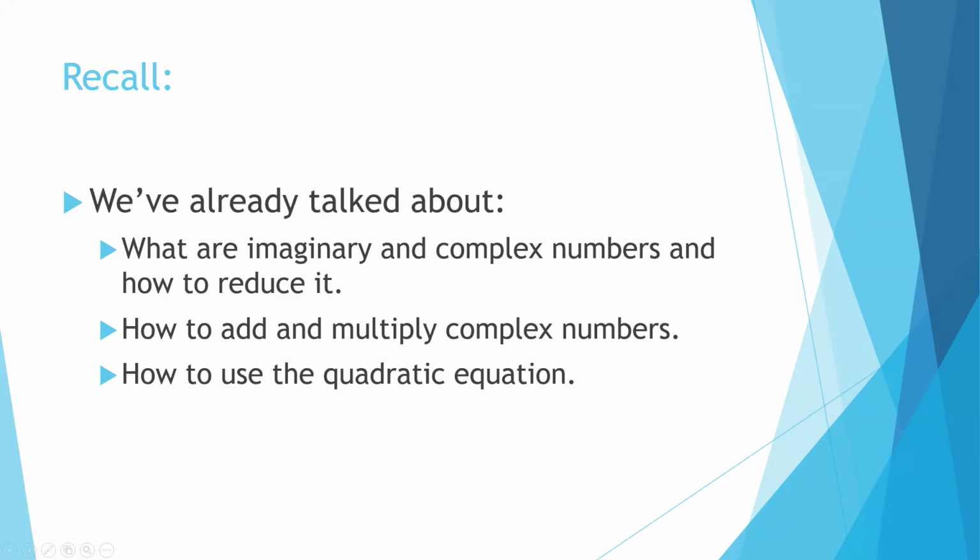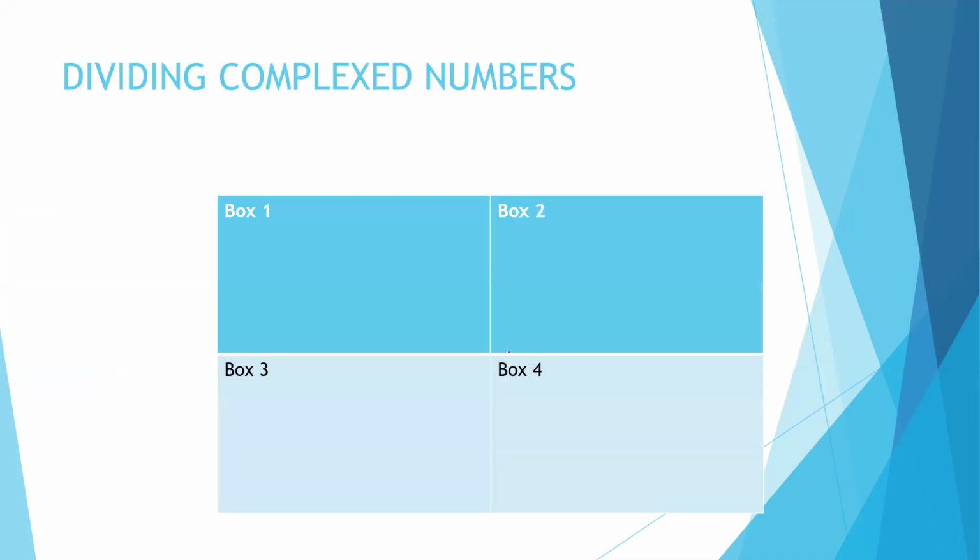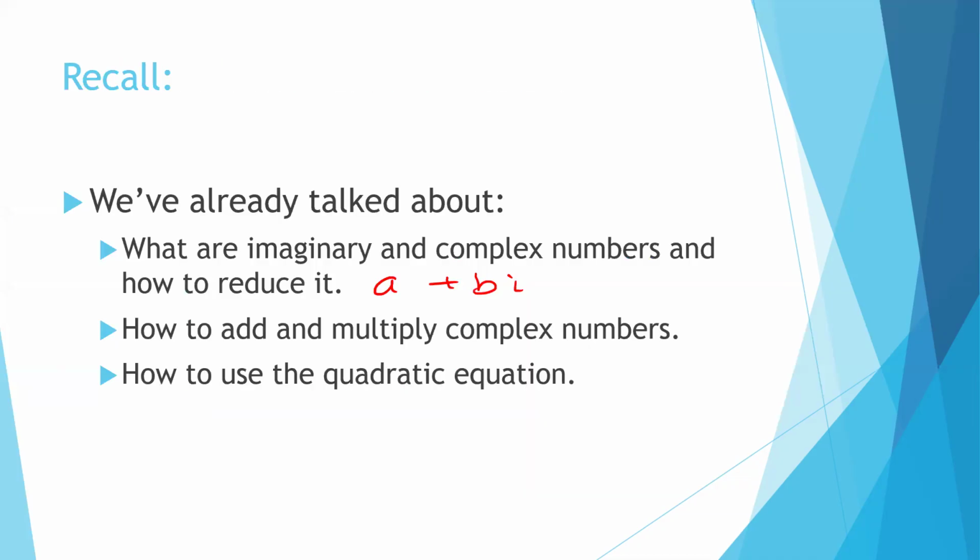A complex number means that you have a real plus an imaginary. Together, this is called a complex number. So you have a real term plus or minus an imaginary term. And that is what a complex number is. You have to be comfortable with 3D.1, where you were multiplying and adding them. And you also have to be comfortable with using the quadratic equation.